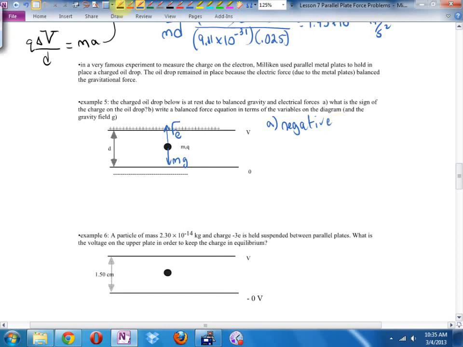B says, write a balanced equation. Well, gravity equals electric. But we can do more than that. mg equals q times electric field. But we can do more than that. Gravity equals q times the electric field. What's electric field between parallel plates?